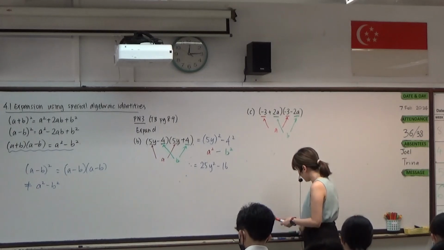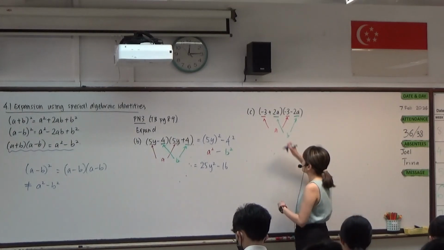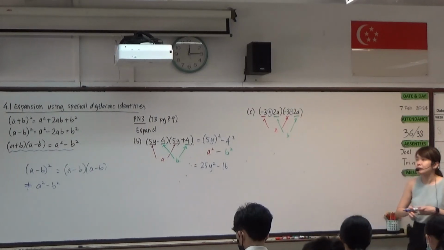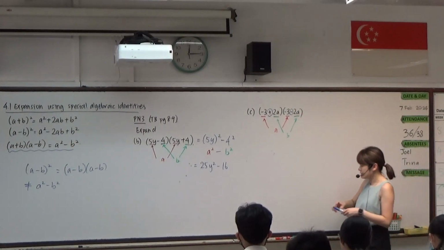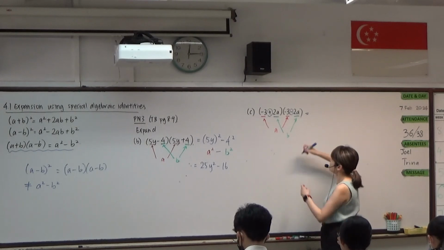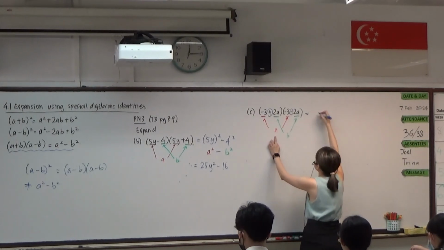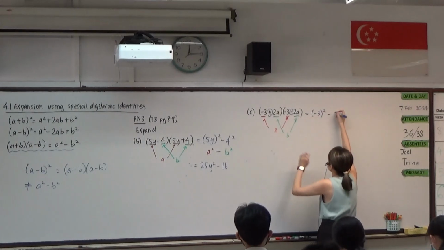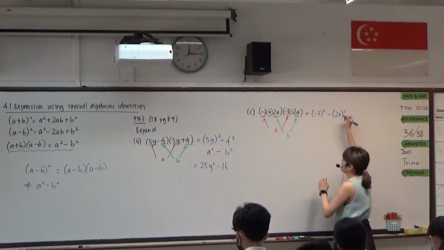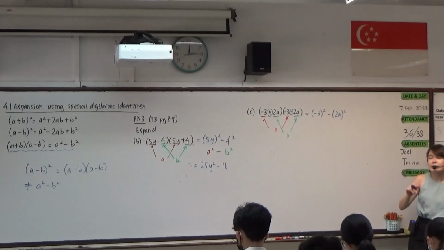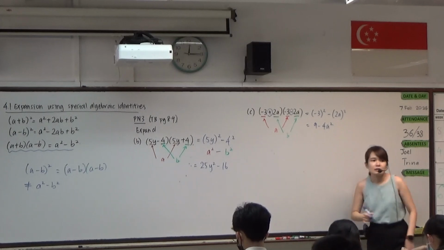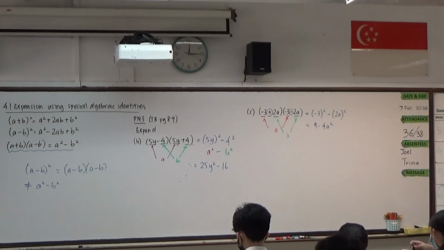So our operation in the middle doesn't impact our A and B. Thank you. Alright, so that means that in our expansion, I'll have my A to be negative 3 squared minus away my B, which is 2a bracket squared. And that simplifies to 9 minus 4a squared. Right? Now let's make it faster.